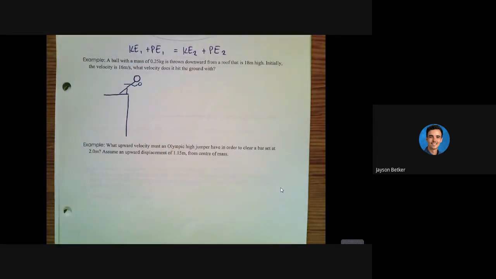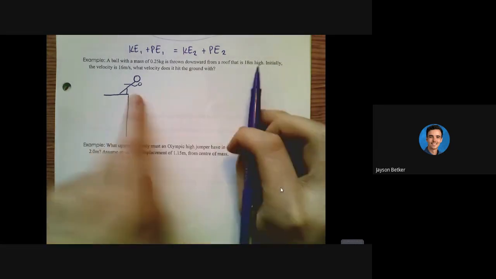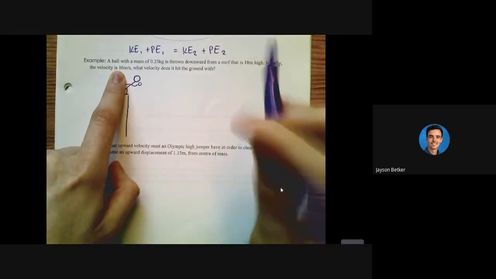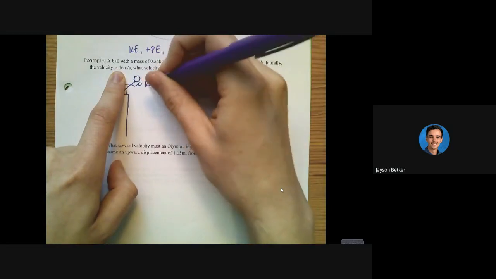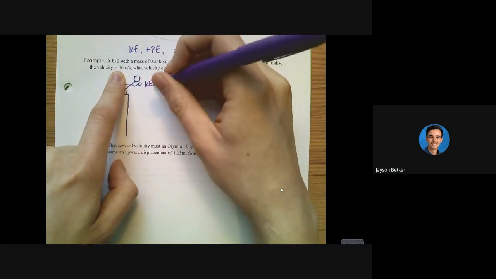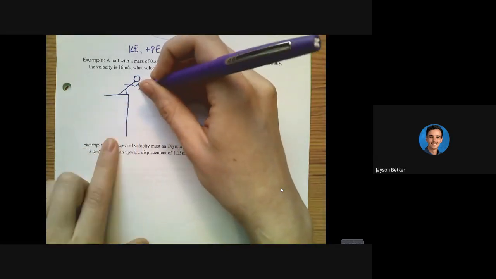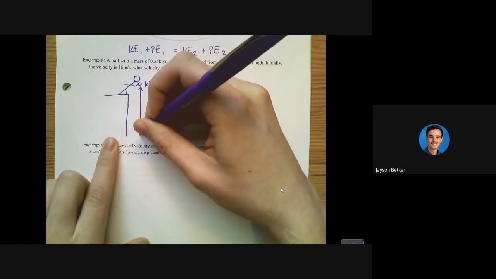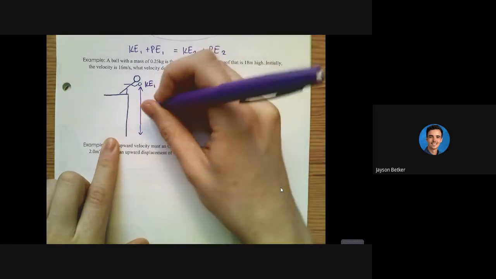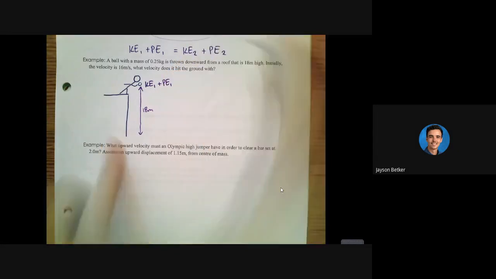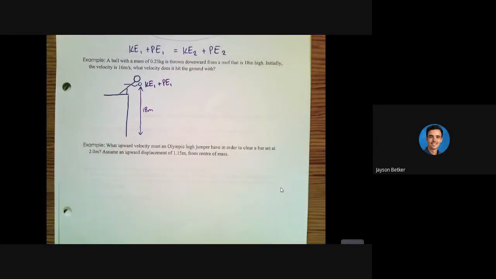There we go. So initially, this person is throwing it with a velocity of 16 meters per second. That's initially. So that means that we have kinetic energy at the start here. And this ball is also way up in the air, right? It's also 18 meters up in the air. So that means that there's also potential energy initially stored within that ball. So we've got a combination of kinetic energy and potential energy stored within that ball.